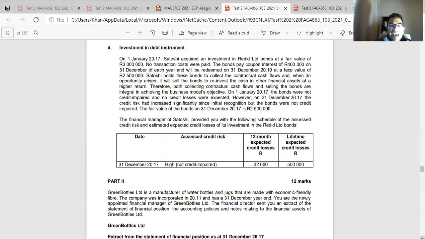There was no transaction price. There were no transaction costs paid. So we will not have to deal with any transaction costs. They say the bond pays coupon interest of 400,000 rand on 31 December of each year and will be redeemed on 31 December 2019 at a face value of 2.5 million rand.